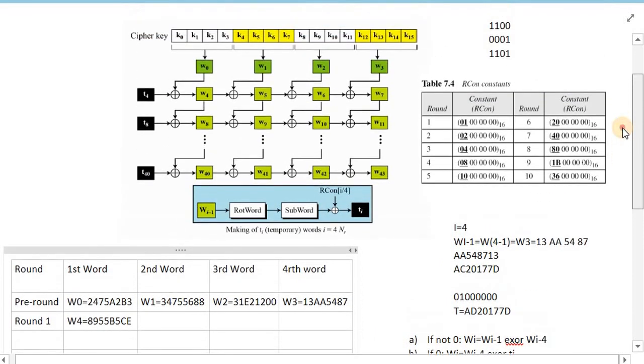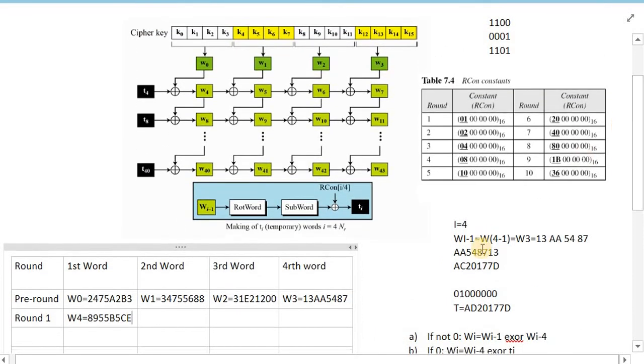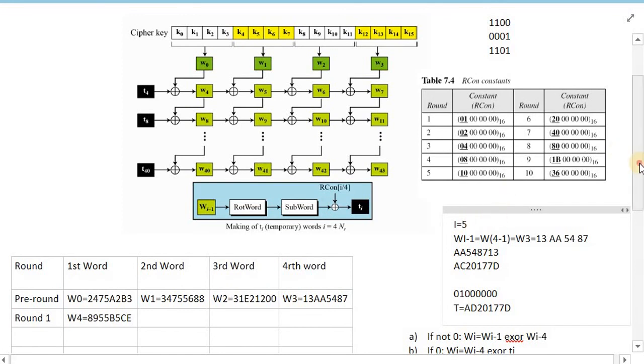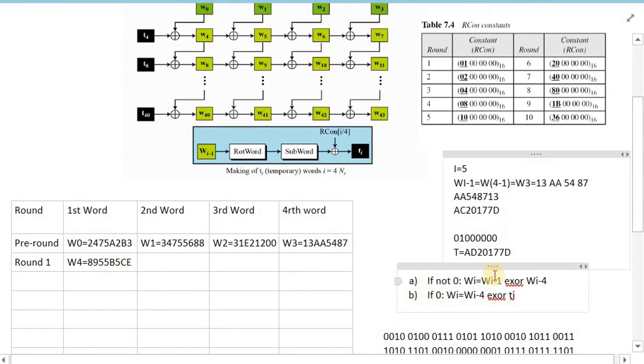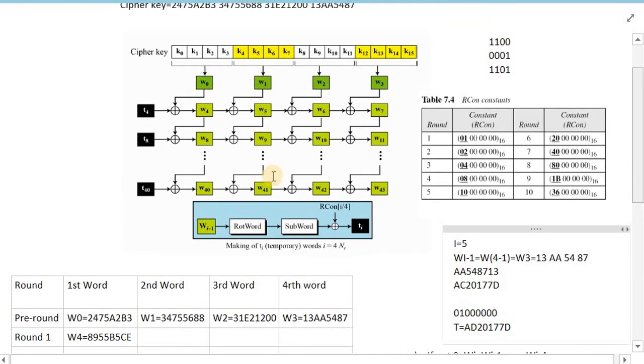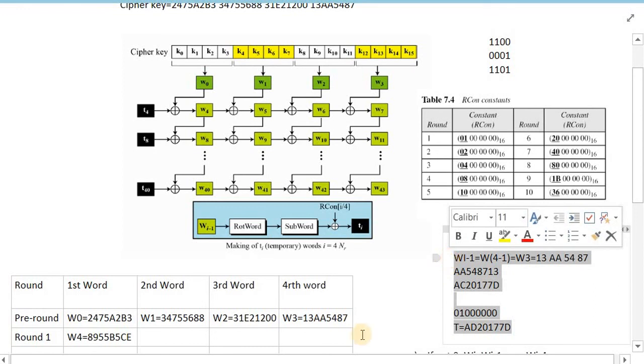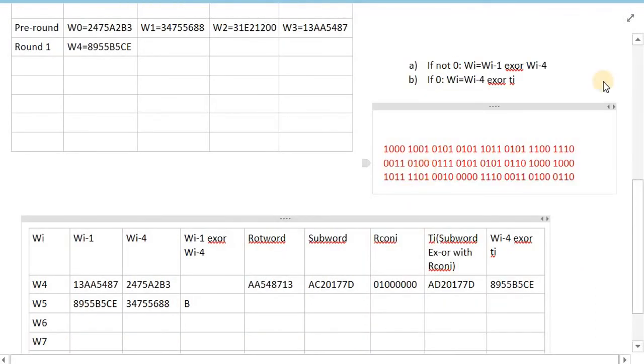What about the W5? So what should be the value of i here? I equal to 5. Now check whether it is divisible by 4 or not. No, the first condition is true. So I have to perform the XOR with W(i-1) XOR W(i-4). Means we have to perform the XOR between the upper word's value as well as the left hand side value. So now again I have to calculate the value of W5.